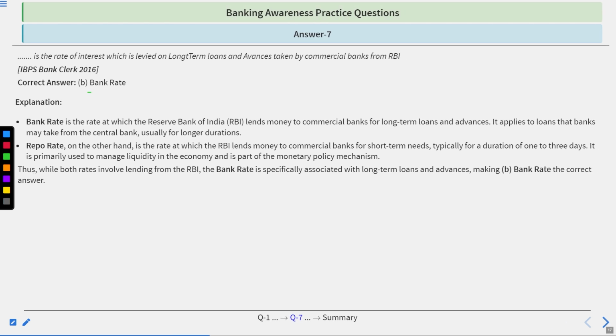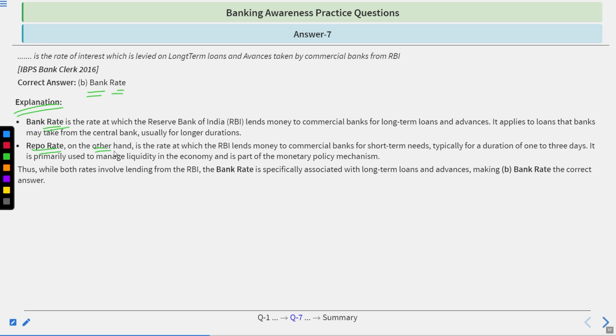Time's up. The correct answer is bank rate. Go by the explanation. Bank rate is the rate at which the Reserve Bank of India lends money to the commercial banks for long-term loans and advances. It applies to loans that banks may take from the central bank, usually for a longer duration.